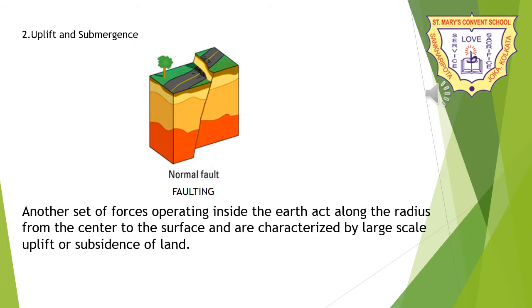Now the second cause is upliftment or submergence. Another set of forces operating inside the Earth act along the radius from the center to the surface and are characterized by large-scale upliftment or subsidence of land. Now here is a picture of a normal fault which led to the upliftment and subsidence of the land along the fault line.